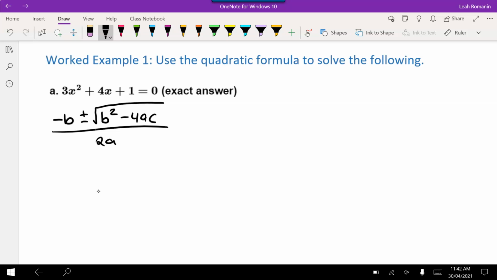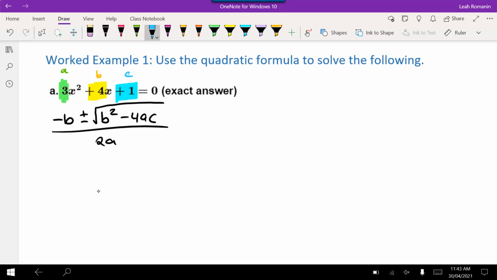Okay, so looking at this, 3 is my a. The 4 is my b, and it's going to be a plus 4 because that's plus 4x. The negative does matter. And my c is going to be the plus 1. Now, it has to be equal to 0. Same as when we were solving the other ones, my equation is equal to 0. You can't solve until your equation is equal to 0. If there's a number there, move it over to the other side, and then you can do this.